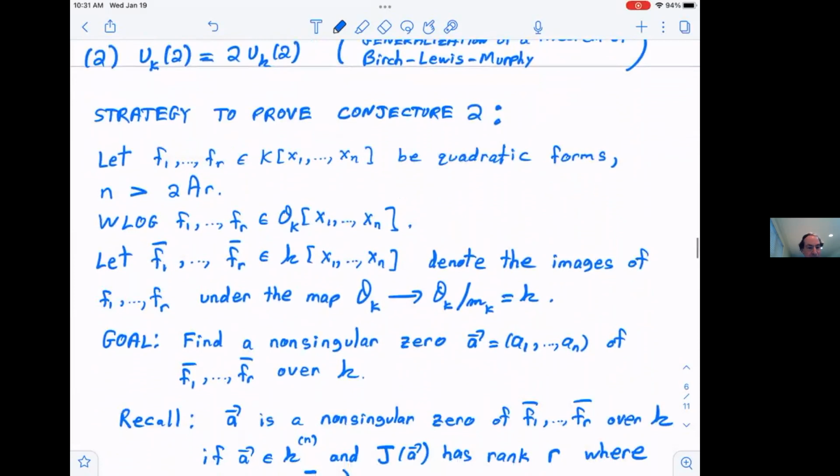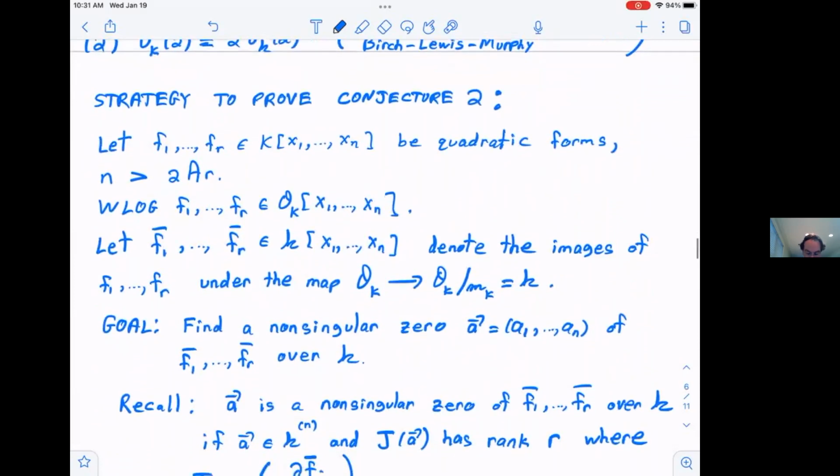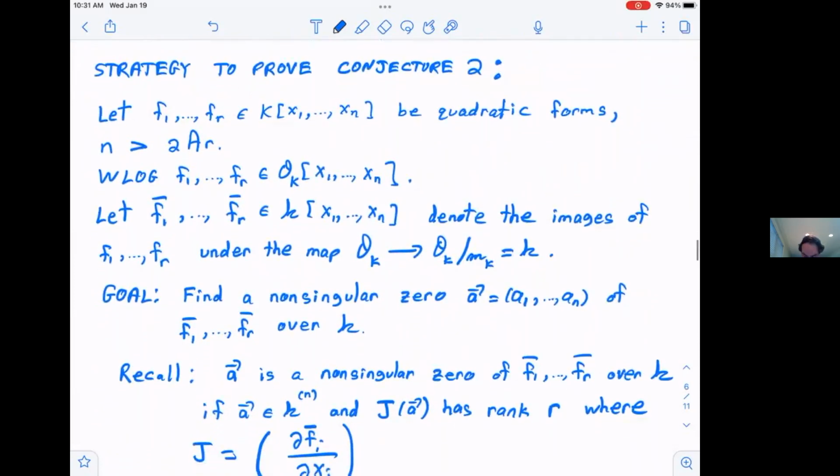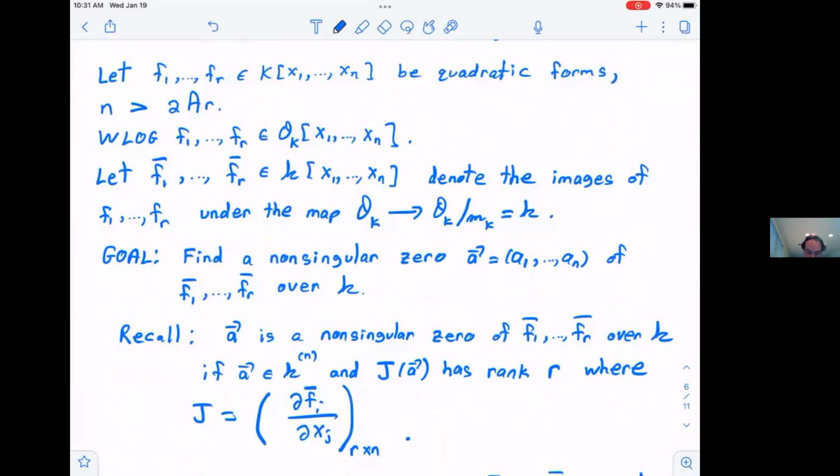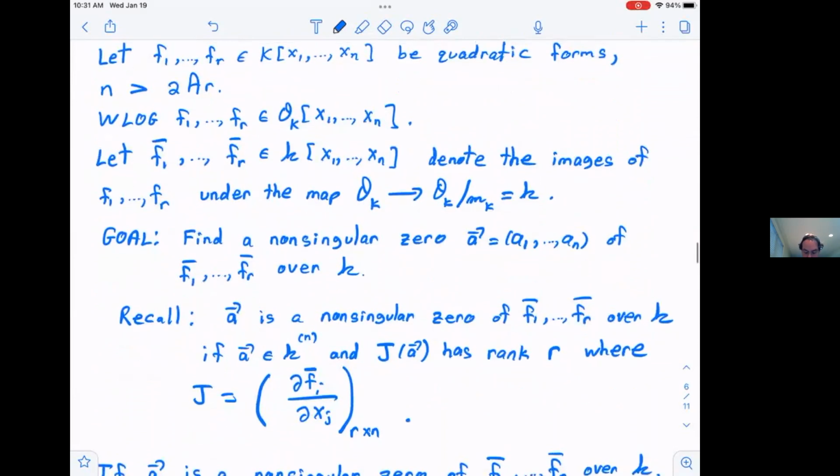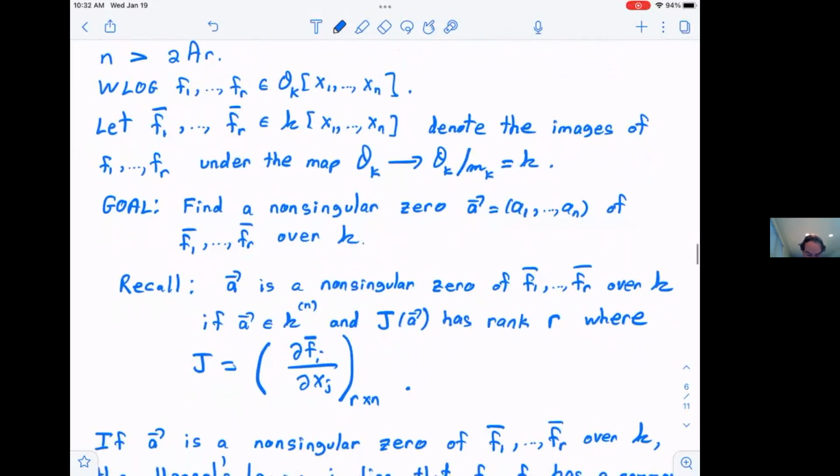And I'm recalling very briefly, what is a non-singular zero? A is a non-singular zero of a system, here F1 bar through FR bar, if A has entries in the residue field and the Jacobian matrix J of A has rank R, where the Jacobian matrix is the partial of Fi bar with respect to Xj. That will be an R by n matrix, and you evaluate each of these partial derivatives at the vector A. If J of A has rank R, that's called a non-singular zero.